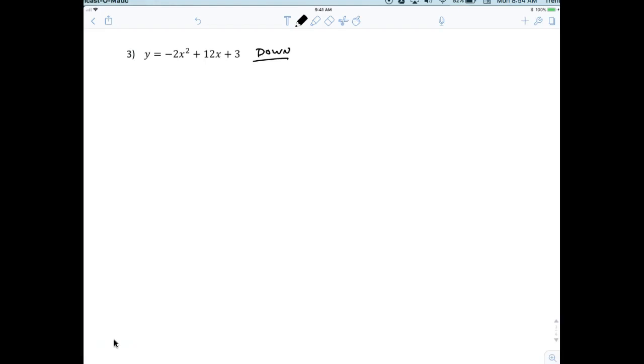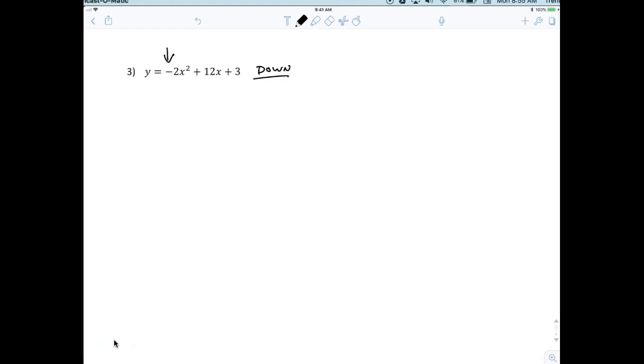Does anybody have any issues with why it opens down? Not just because it's negative, but because what? The A is negative. If A is negative, it opens down. If A is positive, it opens up. Michael, you good? I want you to ask me a question now if you have a problem. There's no reason for me to get to question 7 or 8 and all of a sudden you're lost. So now this is a summary of everything you should know.